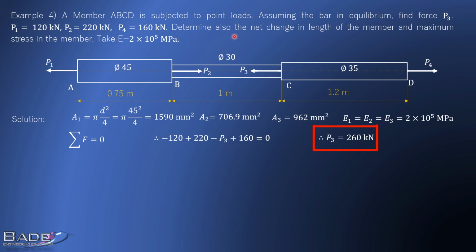Determine also the net change in length of the member and maximum stress in the member. So first focus on net change in length. Consider first section. Find force in first portion. Now we are finding force in a member, the force on a cross section of a member. So here we have considered a cross section of the member, and on that cross section, that means force in this member we are finding.